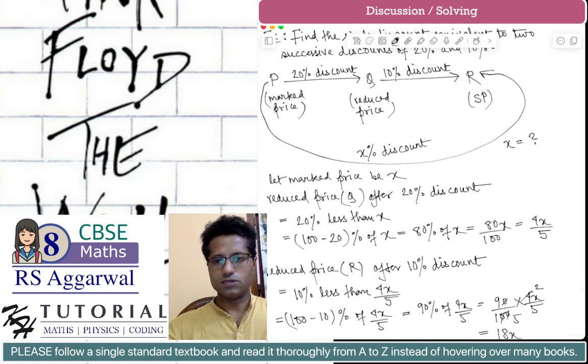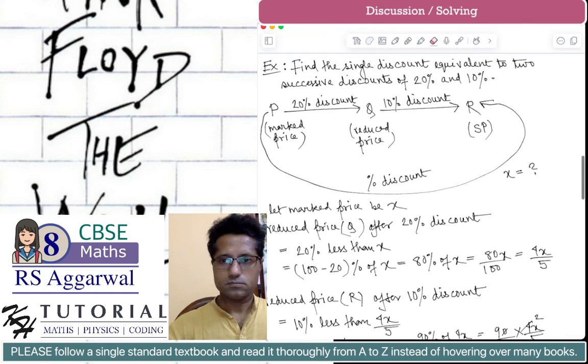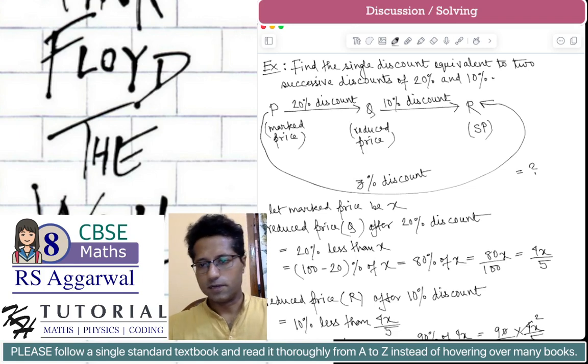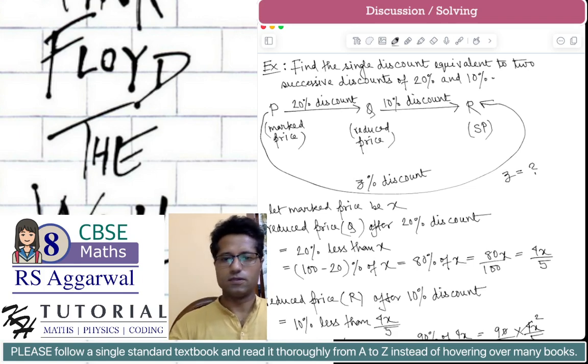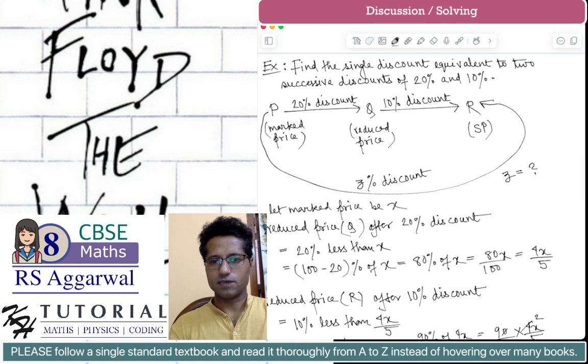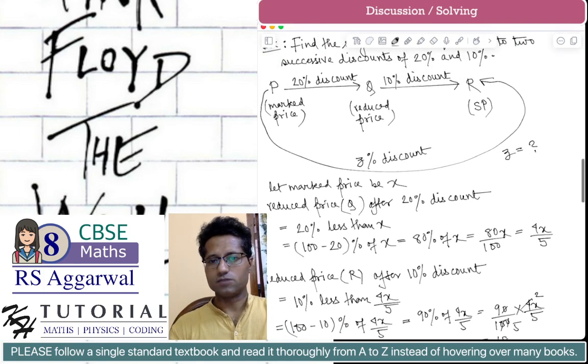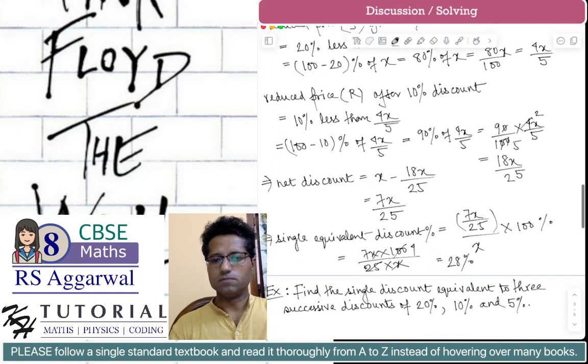Please do not confuse the X% discount in the diagram with the mark price of X. So let's say the single discount percent in the diagram be Z%, so as not to confuse it with the assumption of mark price X in the solving. So we can say that for this problem Z is equal to 28.